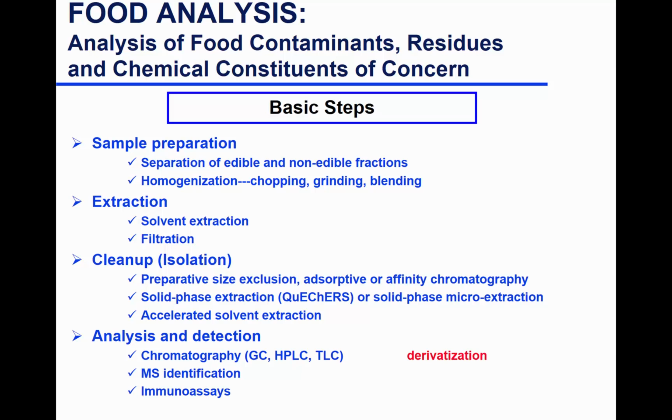So this is again the steps. Separation of edible and non-edible fraction, homogenization, whatever is the sample, chopping, grinding, blending. And then often, like I said, it's extraction by a solvent and filtration. So cleanup of the sample, you can do that by size exclusion or adsorptive or affinity chromatography. There are other quicker ways. We talked about this in the GC chapter, the solid phase extraction and solid phase microextraction.